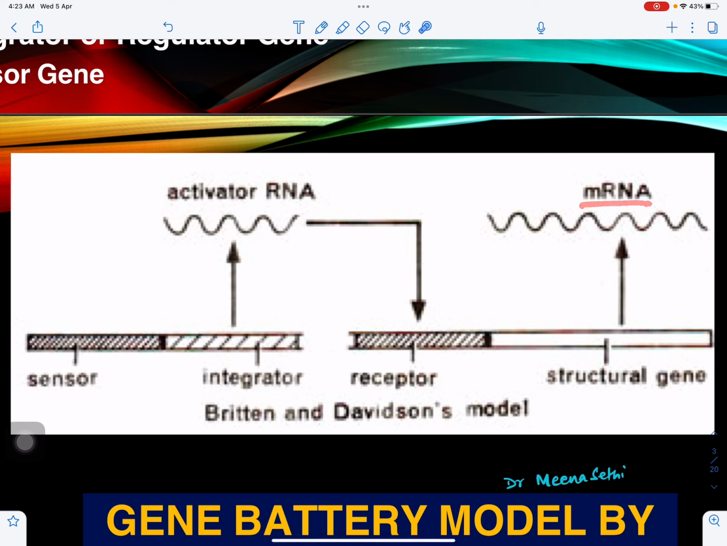Now we can see here the sensor gene is regulating the integrator or regulator genes, right? So producer or integrator genes are the sequences which are involved in RNA synthesis. Receptor and sensor genes are those sequences which help only in recognition without taking part in RNA synthesis. They are not doing RNA synthesis, but they help in RNA synthesis. So Britten and Davidson also proposed that receptor sites and integrator genes may be repeated a number of times, right? This is the receptor site, and this is the integrator site.